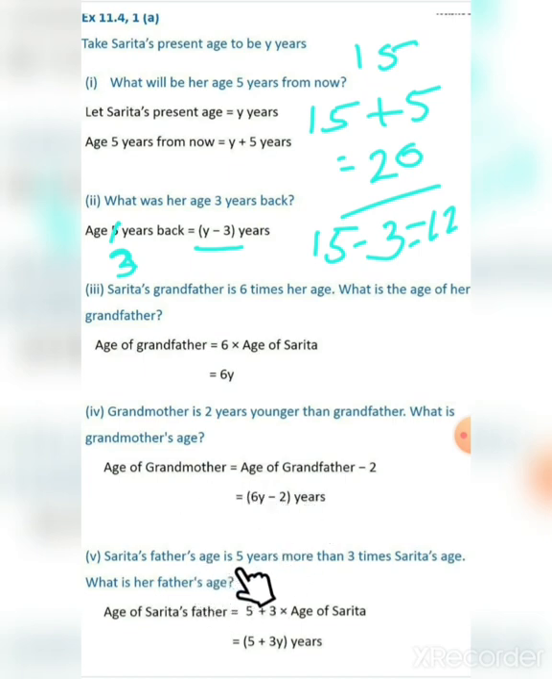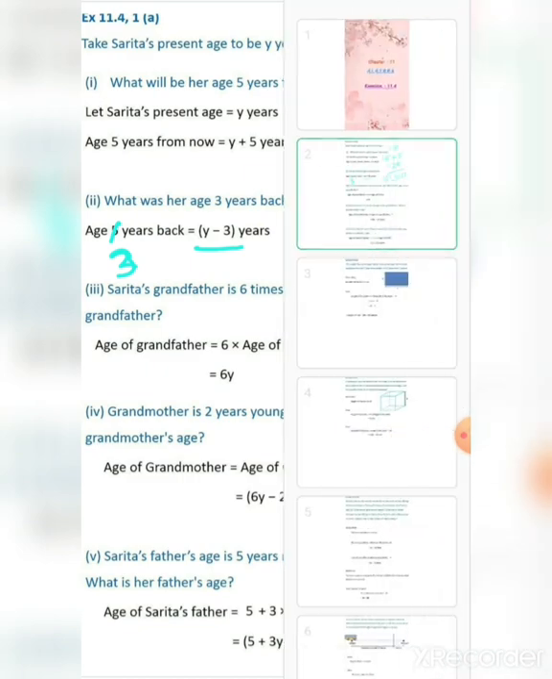Then Sarita's father's age is 5 years more than 3 times Sarita's age. 3 times Sarita's age, that is 3y, and 5 years more, so plus 5. 3y plus 5, or you can also write 5 plus 3y here. So by this method you can find out the age of any relative, family member or your friends. Okay, now moving to the next part of the question.